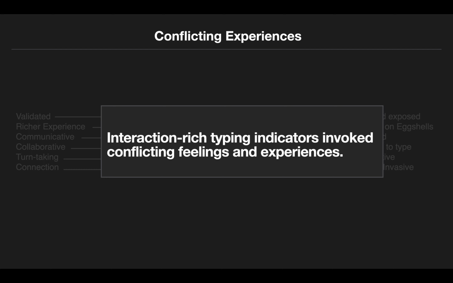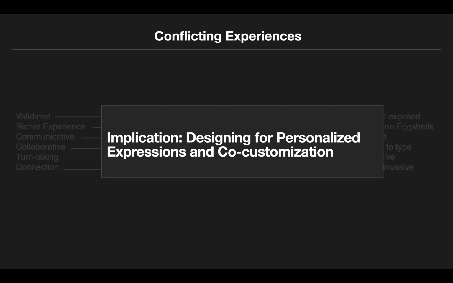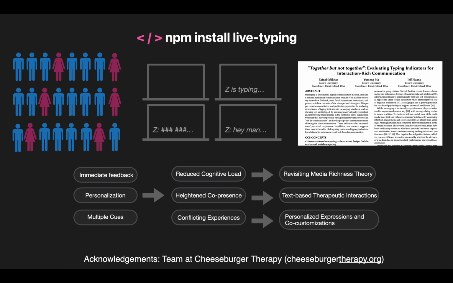Lastly, interaction rich typing indicators invoked conflicting feelings and experiences among participants, implying that these typing indicators might have a validating or a harsher impact on relationship dynamics. While prior work has found this negotiation on colors and themes in chats, leading to fun interactive negotiations, negotiating on live typing might lead to harsher decisions, which calls for designing for personalized expressions and customizations.